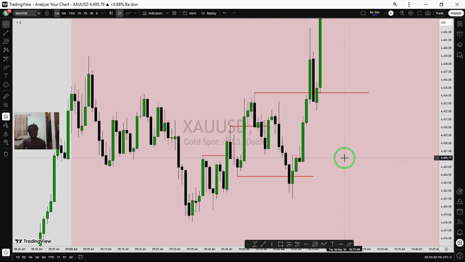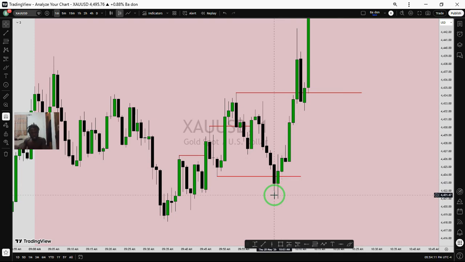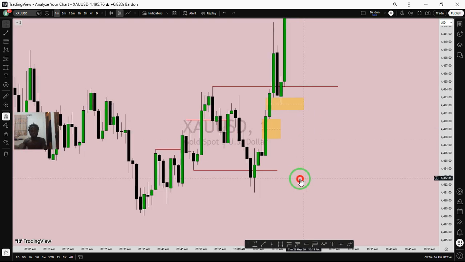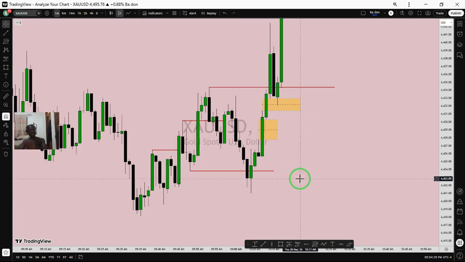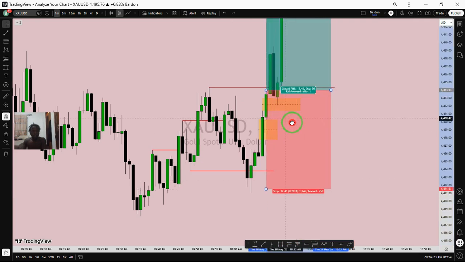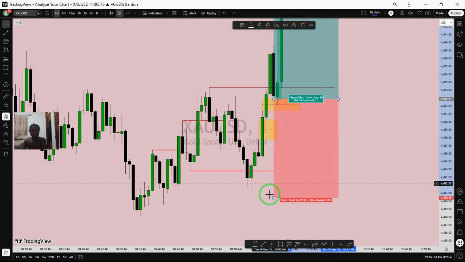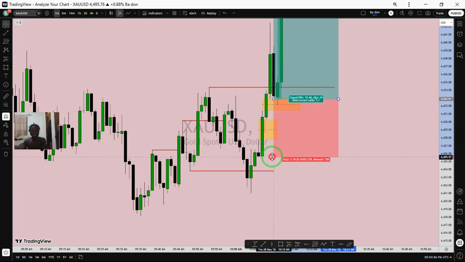So once we have this, we want to see a fair value gap within the range of this break that swept that structure. So right here we have this fair value gap. We have this fair value gap. Right? So now our entry is on the base of the gap, and our structure is going to be at this low.